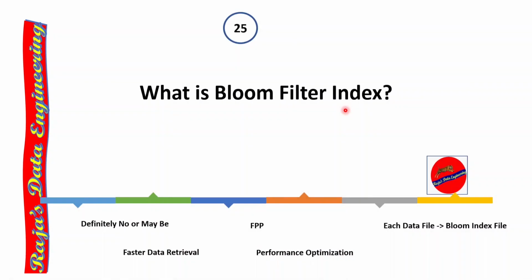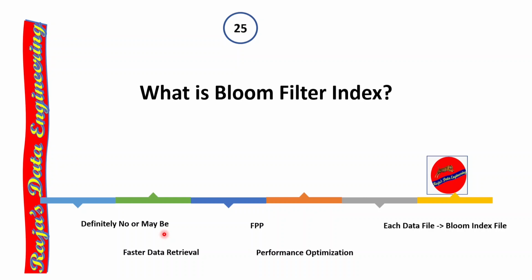Right. Moving on to the next question. What is a Bloom filter index? This is also one of the performance optimization techniques used in Delta Lake. Basically, it works on the concept that whenever we are performing certain data analytics, the Delta engine has to scan the data files. Whenever it is scanning the data files, it works on the concept of definitely no or maybe.